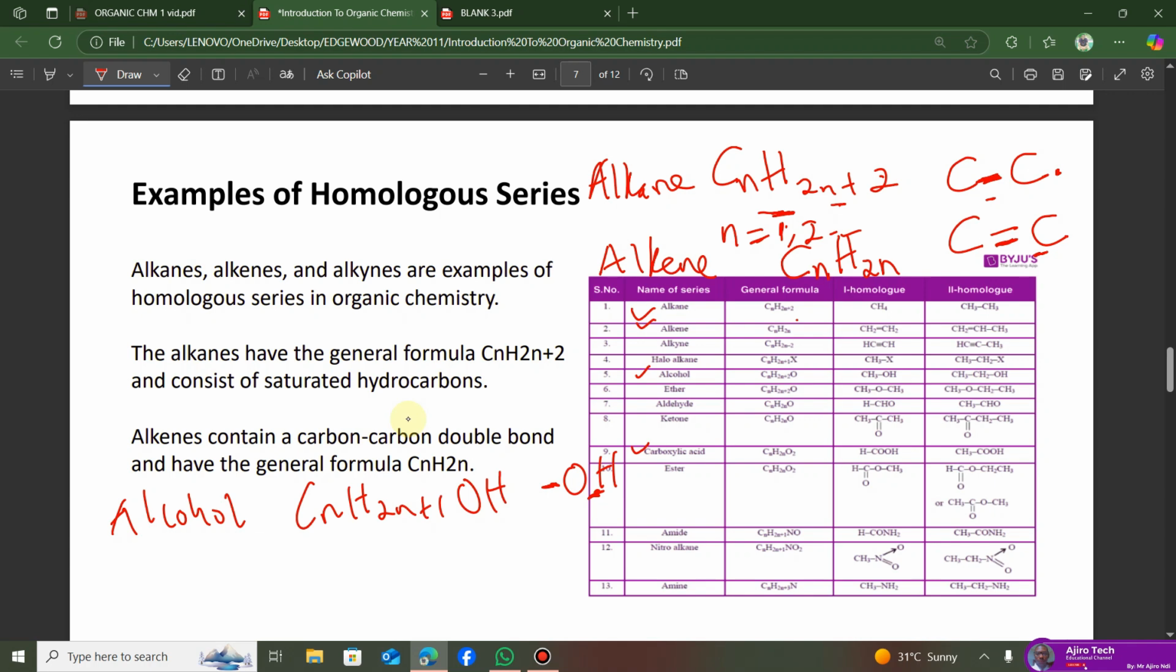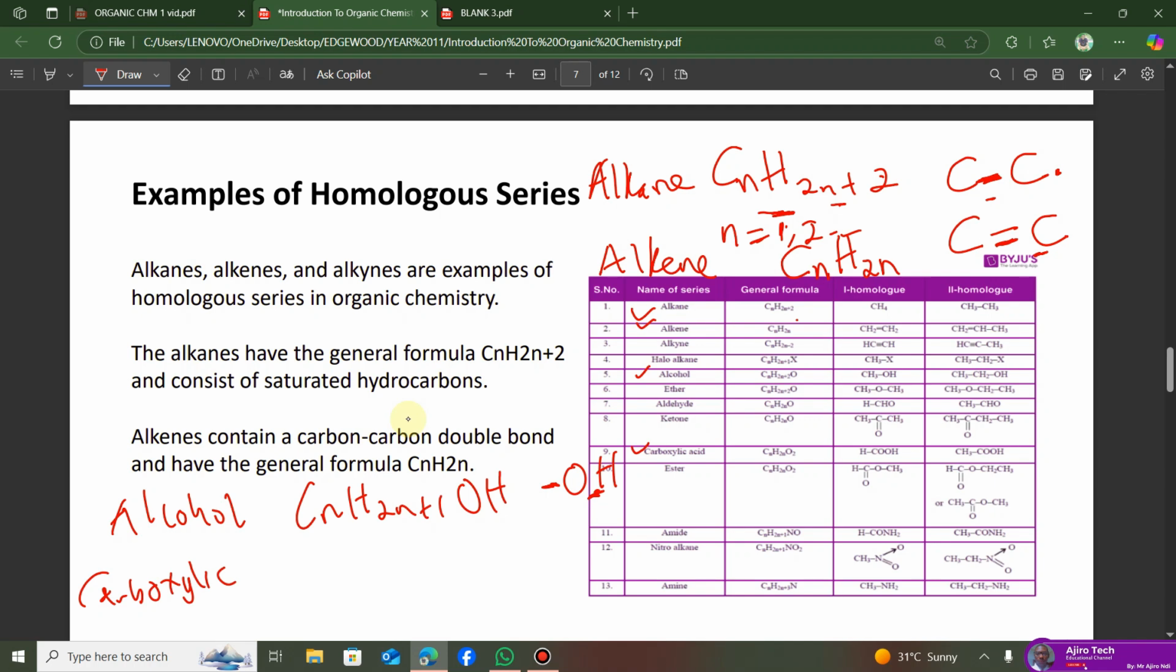All right, when we begin to look at each of these families, we look at how to draw them, we look at how to generate their members. But for now, we're only going to talk about their general formulas and their functional groups, which is very important. All right, so the next one we'll talk about is carboxylic acid.